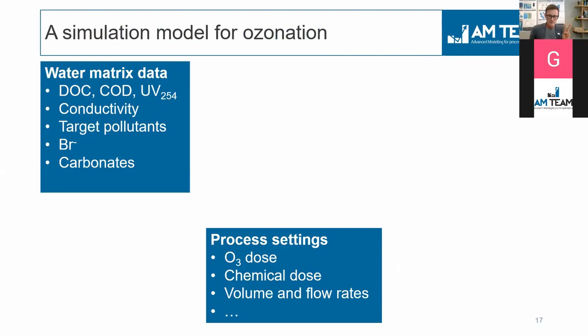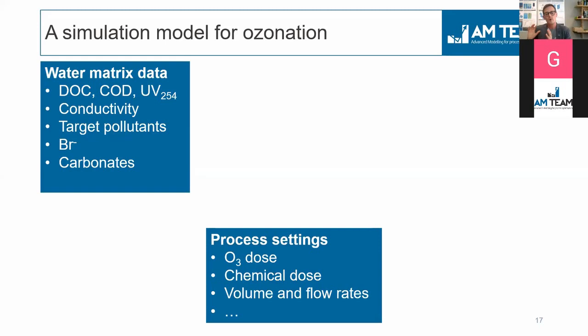It needs two inputs. One is water matrix data, because I shouldn't explain to you as water professionals, as ozonation professionals, that every water matrix is different and that your system performance depends on that. It means DOC, the COD, so the organics, the dissolved organic carbon, chemical oxygen demand, UV spectrum, conductivity, target pollutants, bromide, carbonates, etc., etc. pH is also part of that. These are water matrix data you can measure.